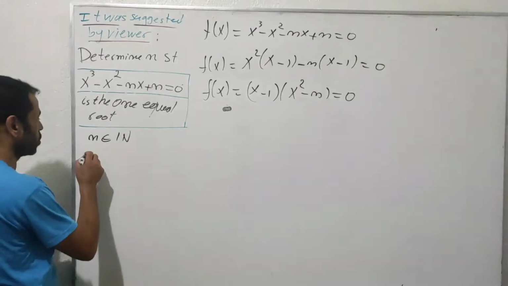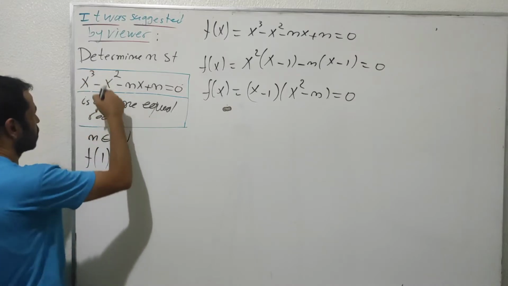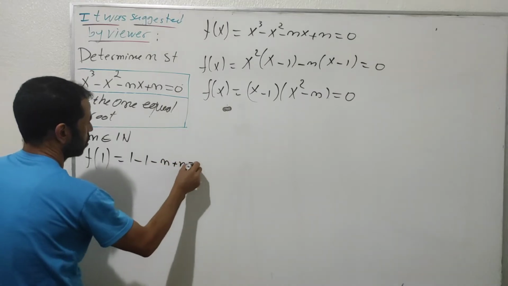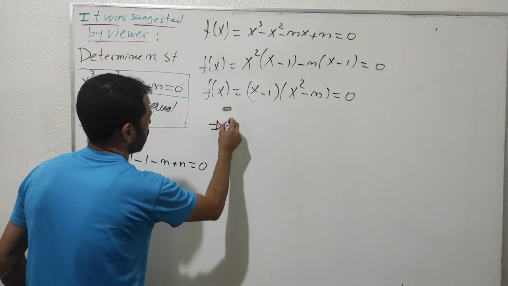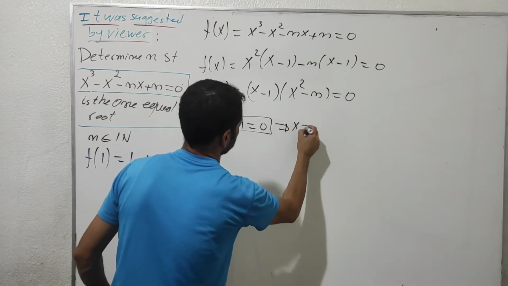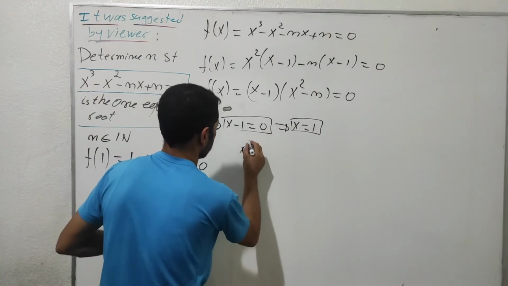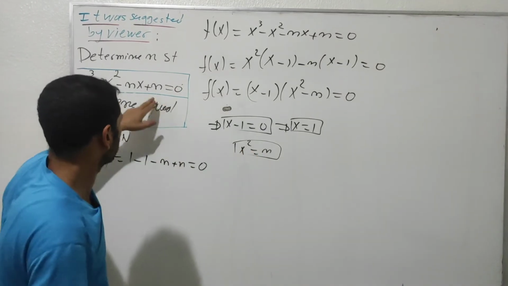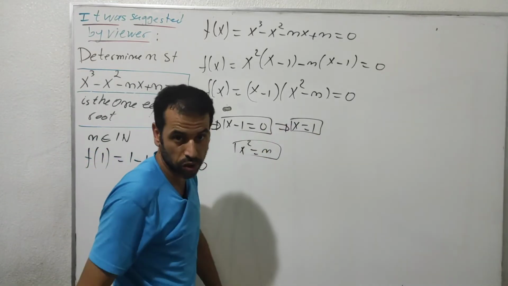So let's try this one. Let's start with number 1. If f of 1, plugging this into the previous function, I get 1 minus n plus n. This strictly gives us 0, which means 1 is a root. In other words, x minus 1 equals 0, then this is telling us x equals 1. Let's check this one also, x squared equals n. If I replace n with x squared and find the entire function equals 0, this must be a root of this polynomial as well.